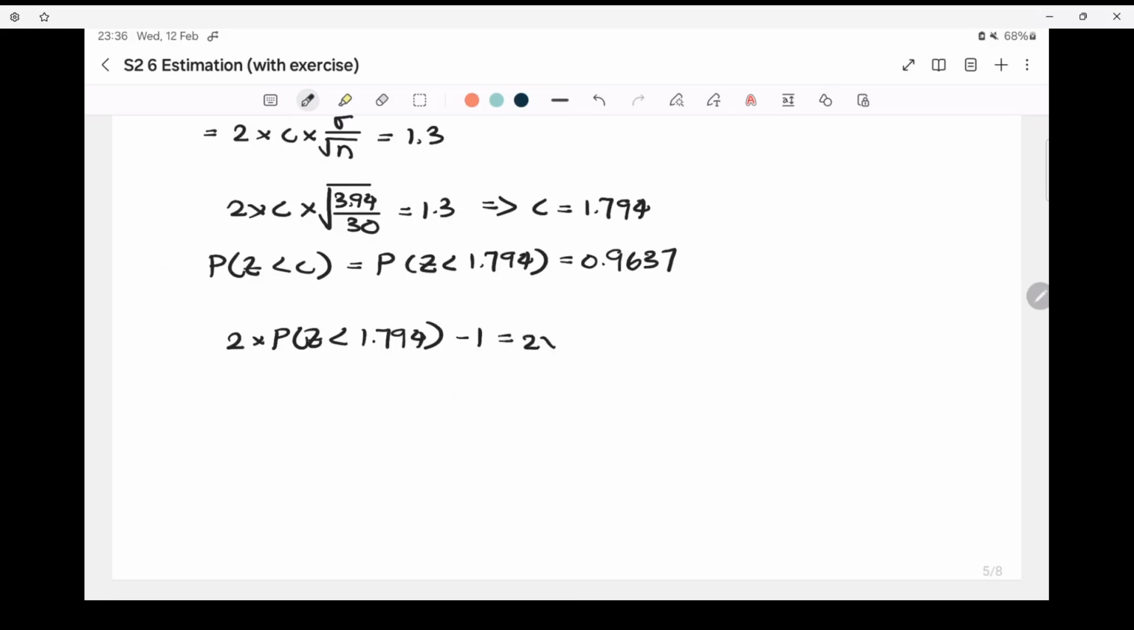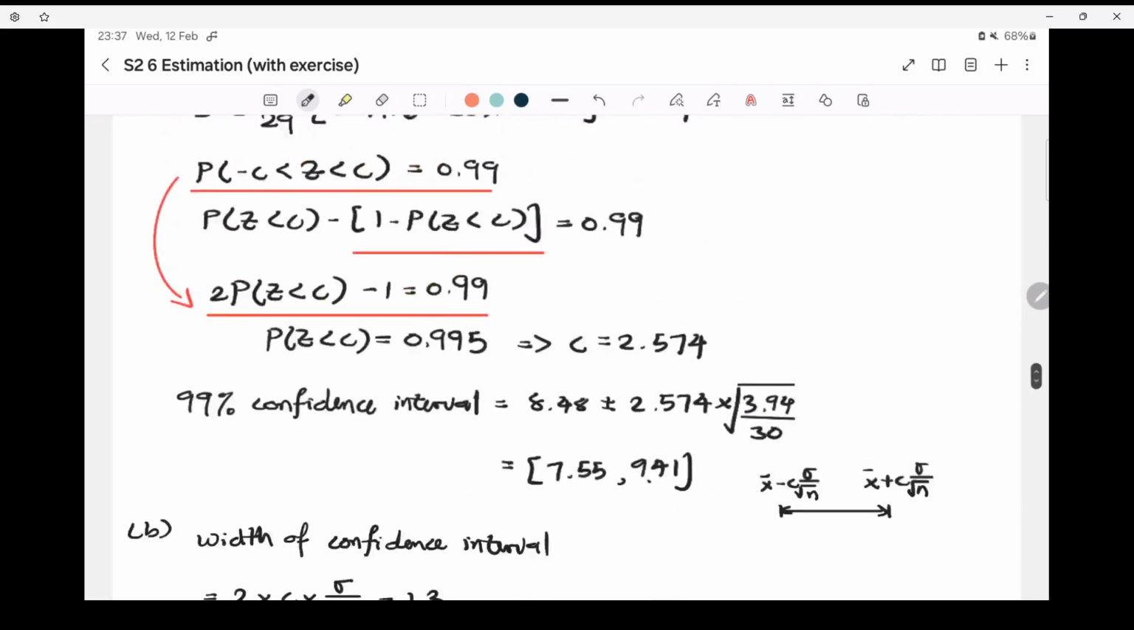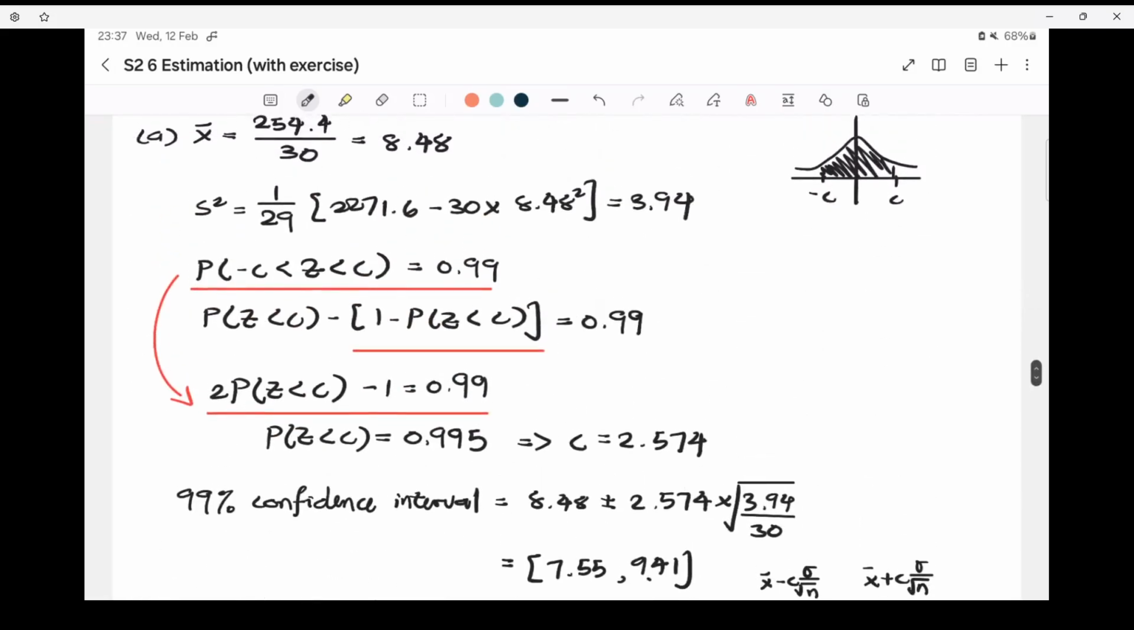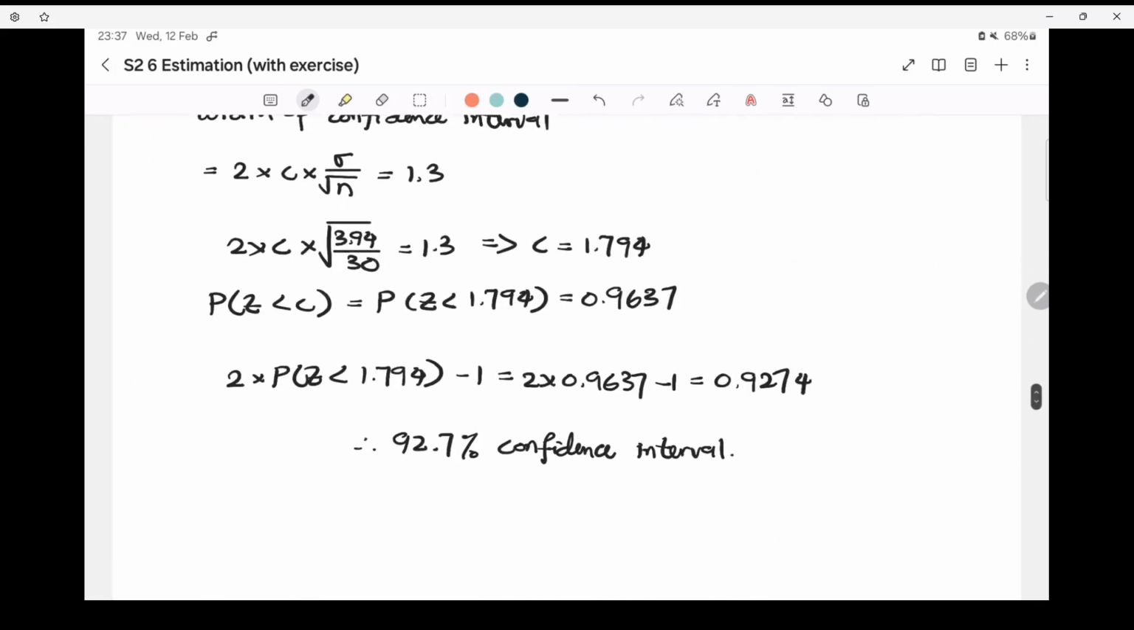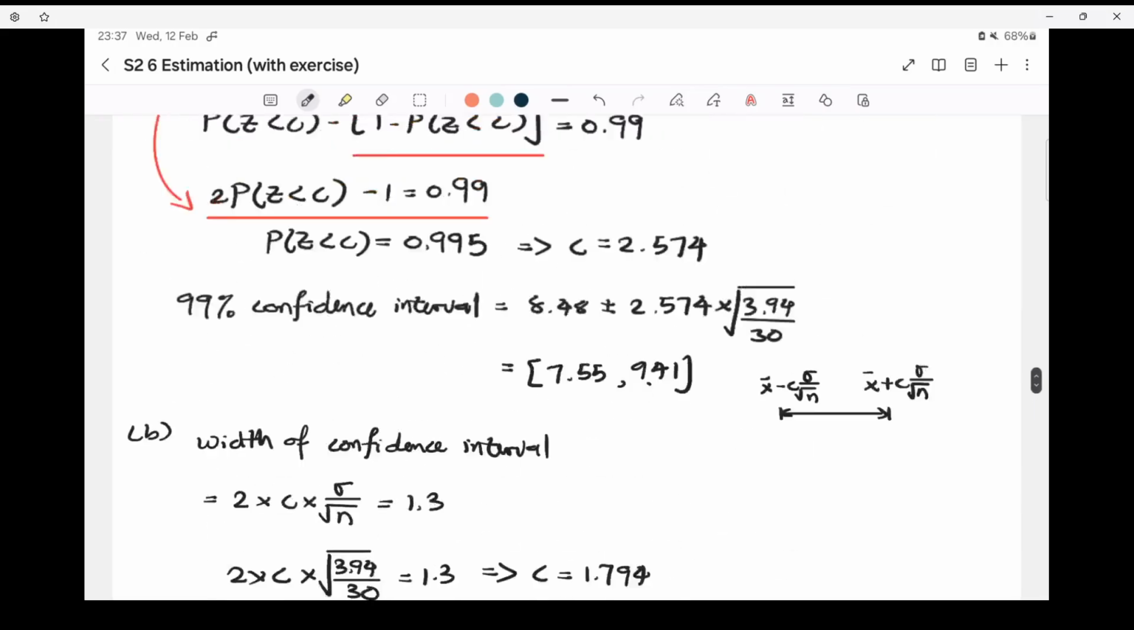So this is 2 times 0.9637 minus 1, and you found that this is 0.9274. So therefore, this is a 92.7% confidence interval. The process is a little bit lengthy, but as long as you follow how I derive this particular set of equations highlighted in red, then basically you understand that what I did was the reverse process of what I did earlier.